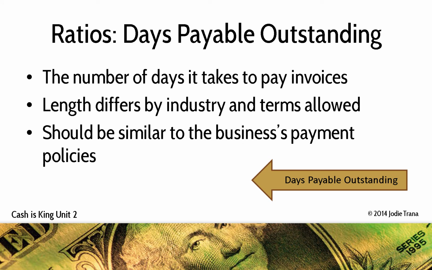The days payable outstanding measures the number of days it takes the business to pay its creditors. It should be similar to company policies as well. If creditors allow you 60 days to pay, then the days payable outstanding should be near 60.